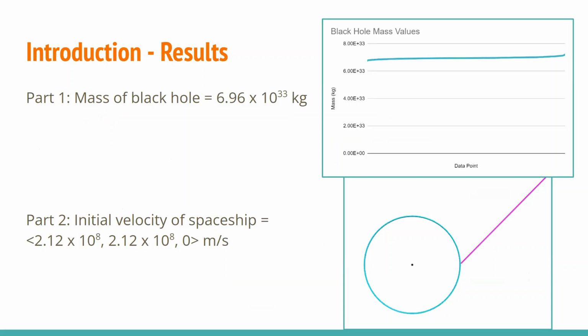For Part 2 of the lab, I ended up with an initial velocity of 2.12 times 10 to the 8 meters per second in both the x and y directions, and 0 meters per second in the z direction.